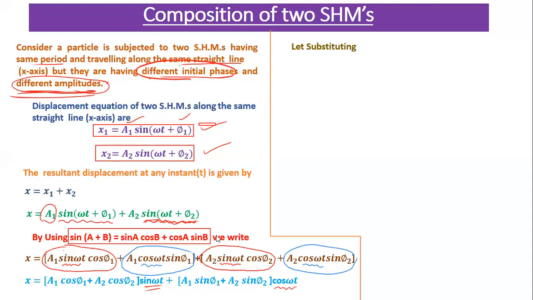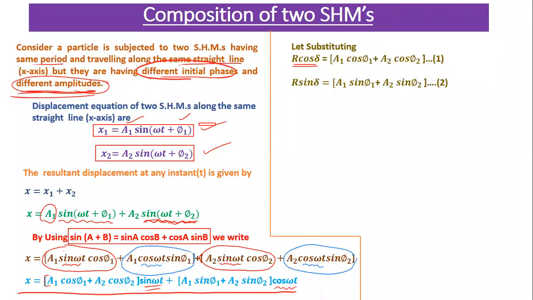Then after that, we get a very lengthy equation. So let me do some substitution to reduce the equation. Instead of this bracket, a1 cos phi 1 plus a2 cos phi 2, we substitute r cos delta. Similarly, instead of the second bracket, we substitute r sin delta.